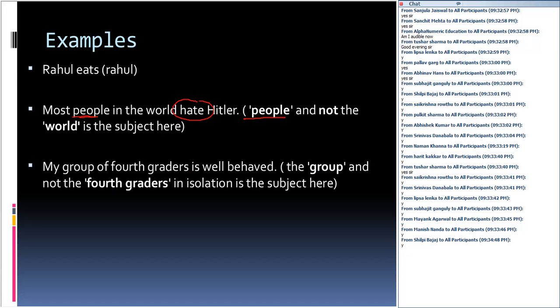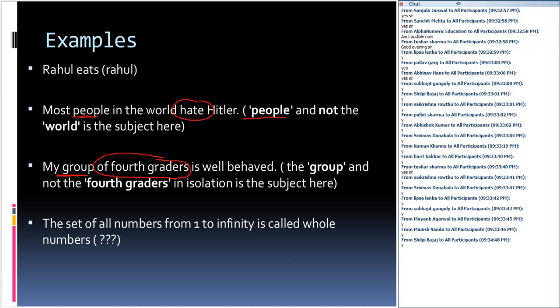Similarly, my group of fourth graders is well behaved. So who is well behaved? The group. The group is well behaved. This group is of fourth graders. This is extra information. This is a modifier. So we are actually talking about a group. Who is part of this group? That is secondary. So this group is well behaved. That means the subject is the group. We are not talking about the fourth graders in isolation. So the subject in this sentence is the group.